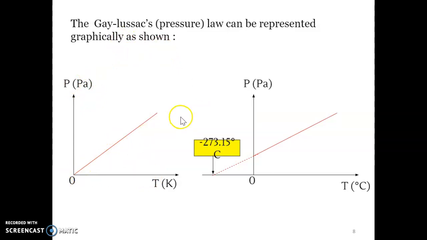It is directly proportional. And again, if you want to plot our temperature in the unit of degrees Celsius, it's going to start from negative 273.15, because 1 Kelvin is equal to you have to add 273.15 to get the degrees Celsius.